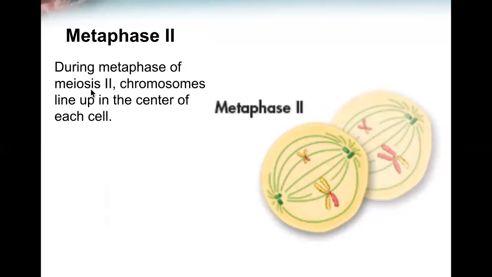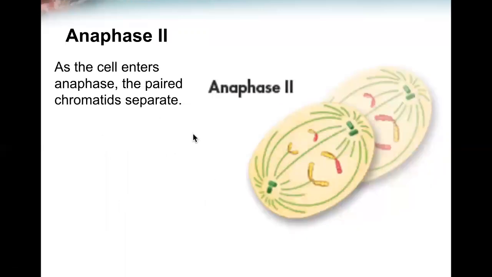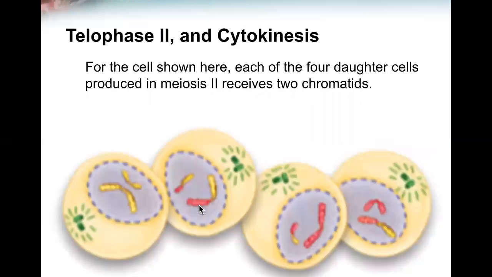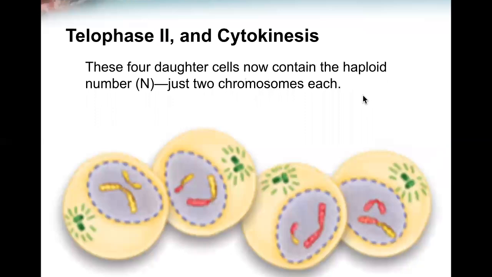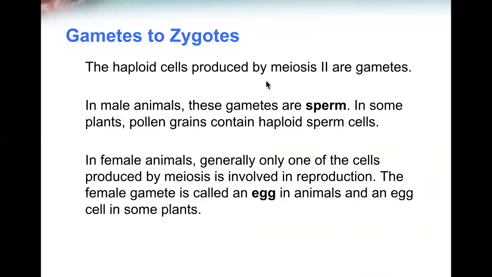During metaphase of meiosis 2, chromosomes line up in the center of each cell. As the cell enters anaphase 2, the paired chromatids separate. For the cell shown here, each of the 4 daughter cells produced in meiosis 2 receives 2 chromatids. These 4 daughter cells now contain the haploid number n, just 2 chromosomes each. The haploid cells produced by meiosis 2 are gametes.